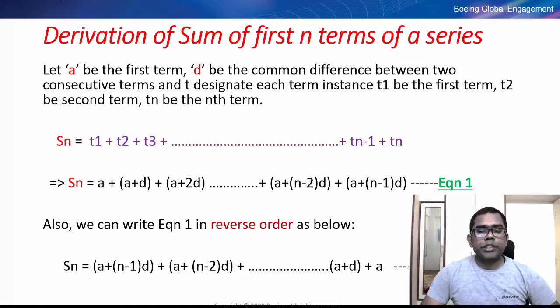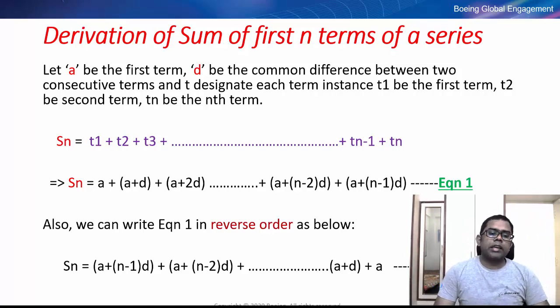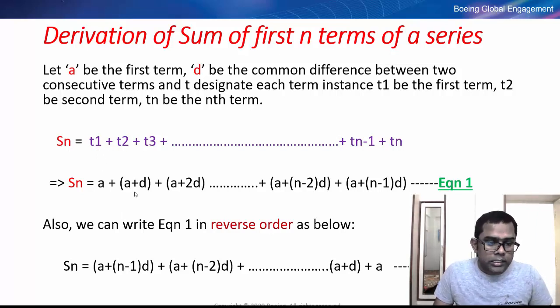So here is how we derive the sum of the first n terms of a series. So if Sn is designated as T1 plus T2 plus T3 till Tn, then we can write T1 as A, because A is the first term, T2 as A plus D, T3 as A plus 2D, and so on till A plus n minus 1 into D.